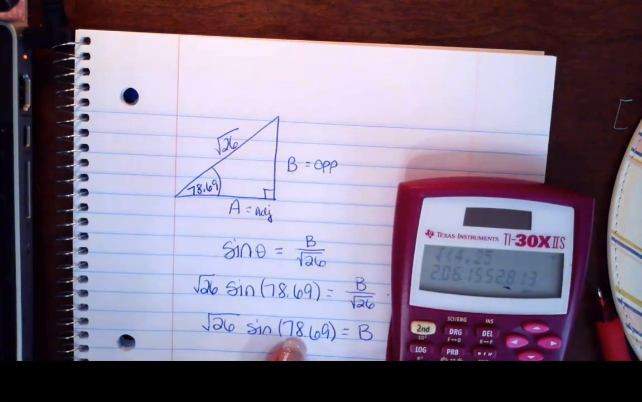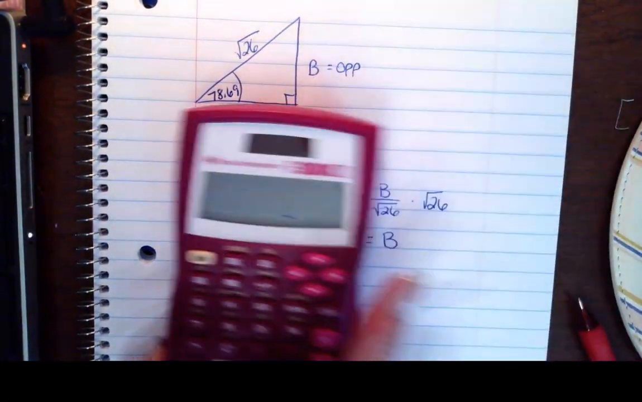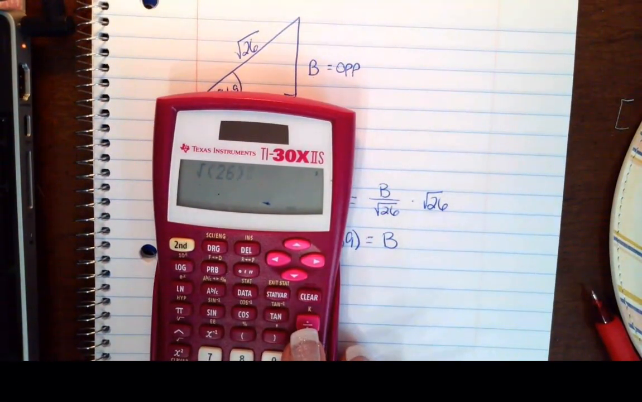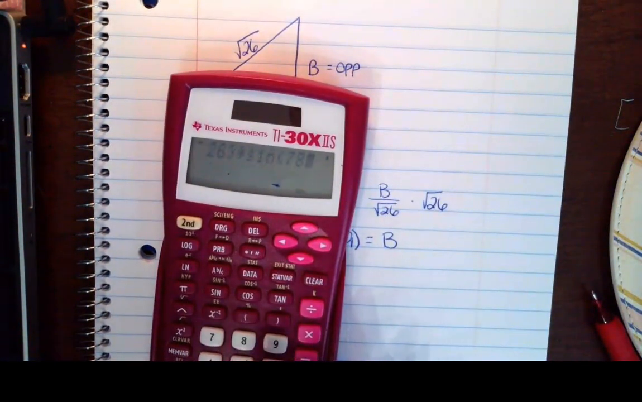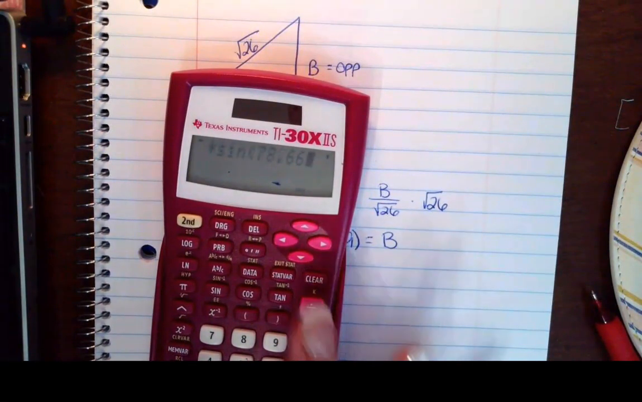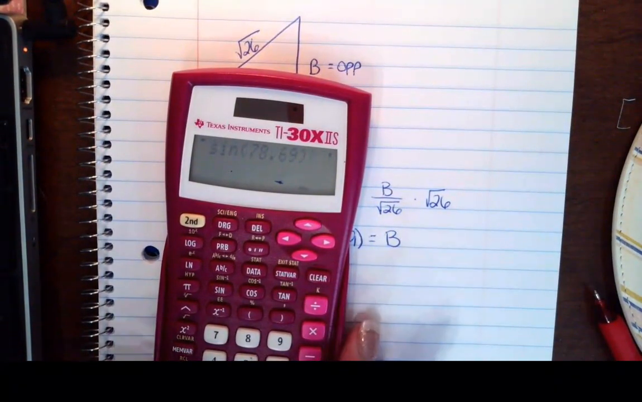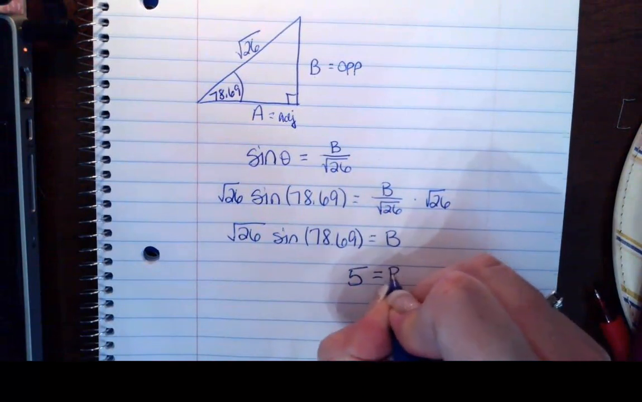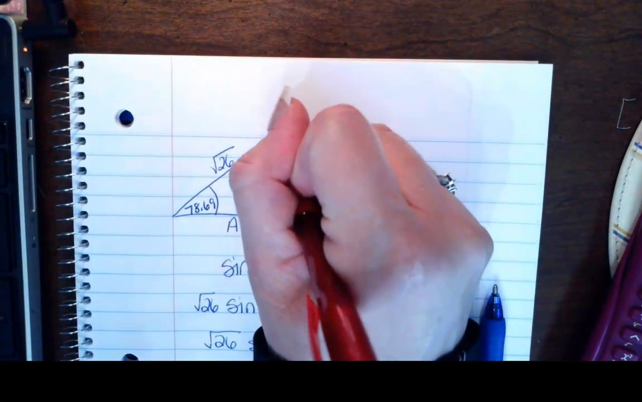Again, I'm in degrees, so leave your calculator alone. So I've got the square root of 26 times the sine of 78.69. Okay, and I get 4.9999999, so that's going to be 5. So I know that this side is now 5.